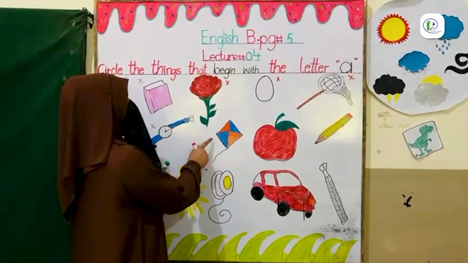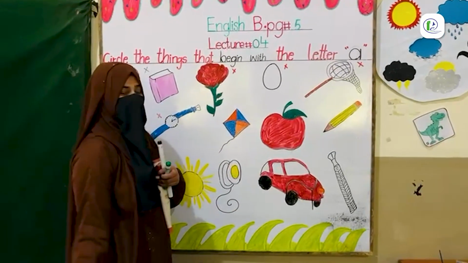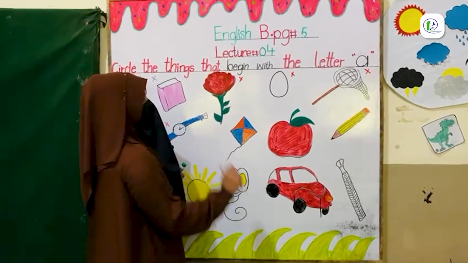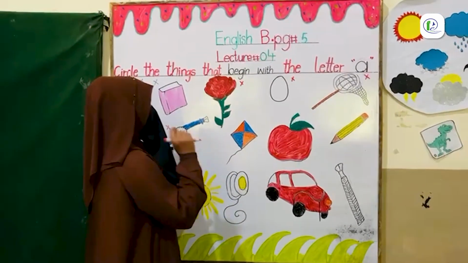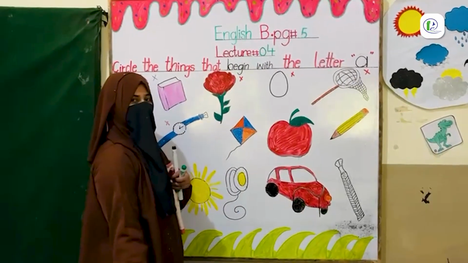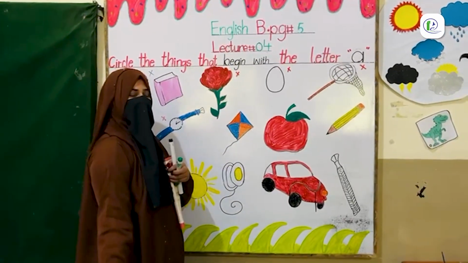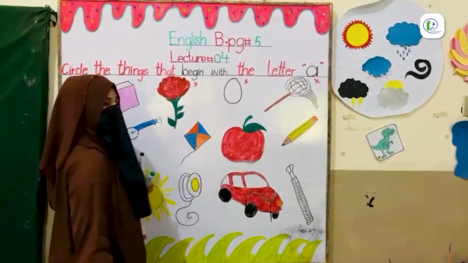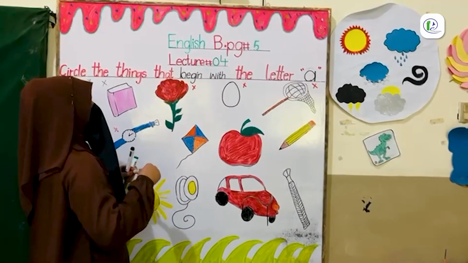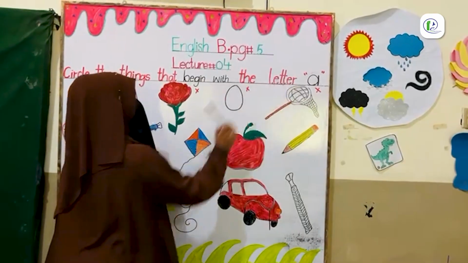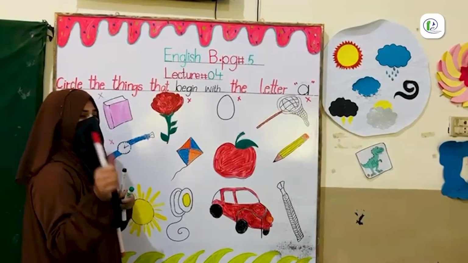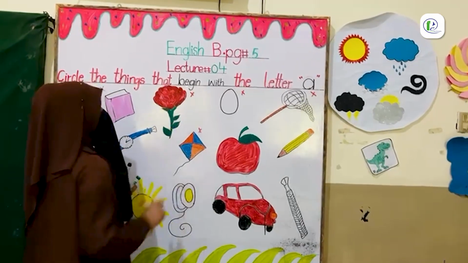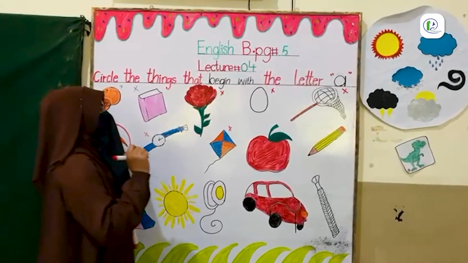Okay. Move towards the next object. What is it? Students, tell me what it is. Yes, it's a kite. Okay, tell me, does it start with letter A? Students, tell me. No, yes, you're right. It does not start with letter A.